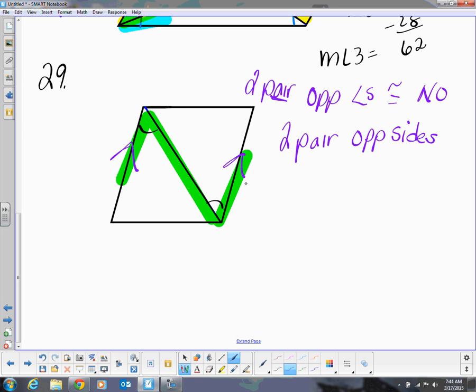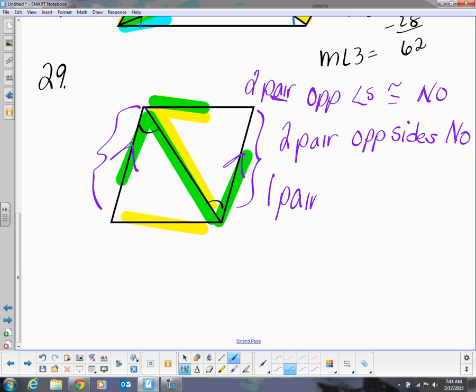I have 1 pair. Just because those are parallel, does that make those parallel? No. You would have had to have been told that this angle here and that angle there were congruent. So I can't conclude parallel. Am I given that these are equal? Are there any tick marks saying those are equal? All right, so I do not have 1 pair parallel and equal. That was another way that we could have proved it.